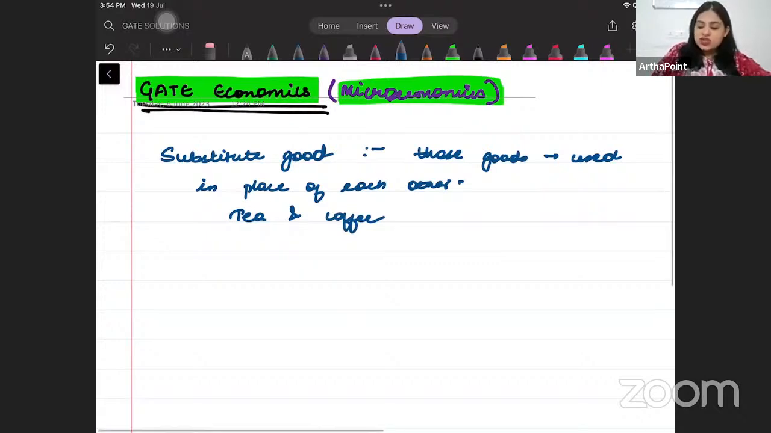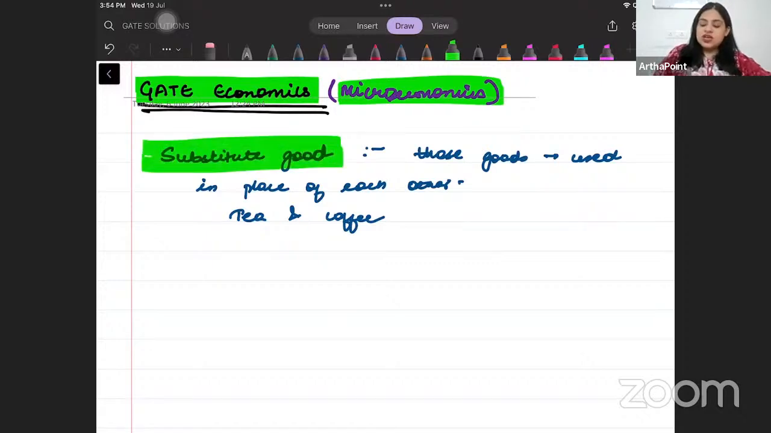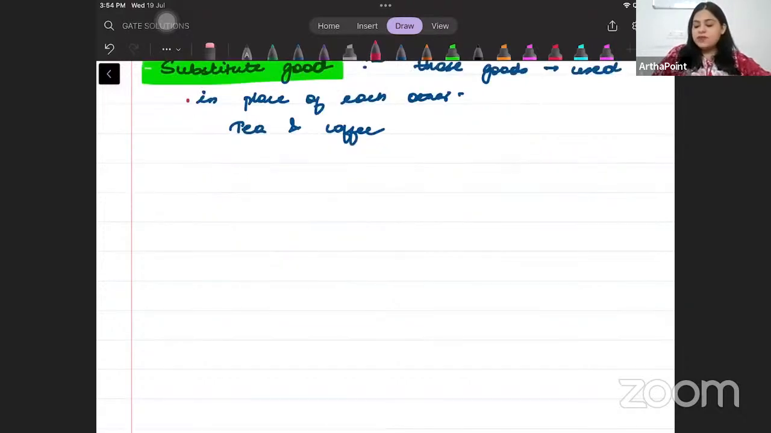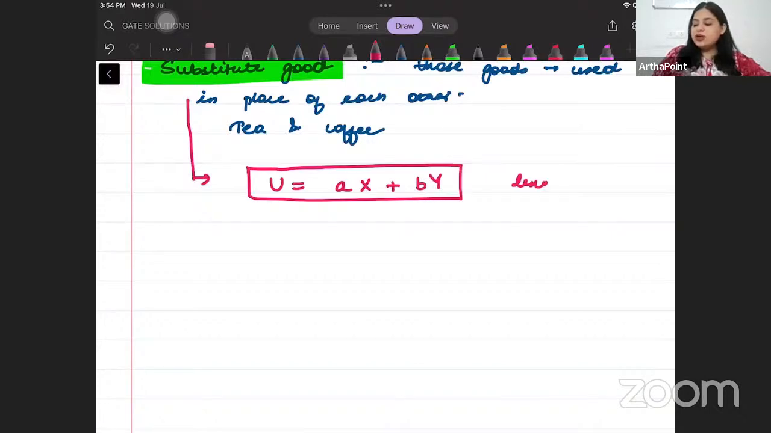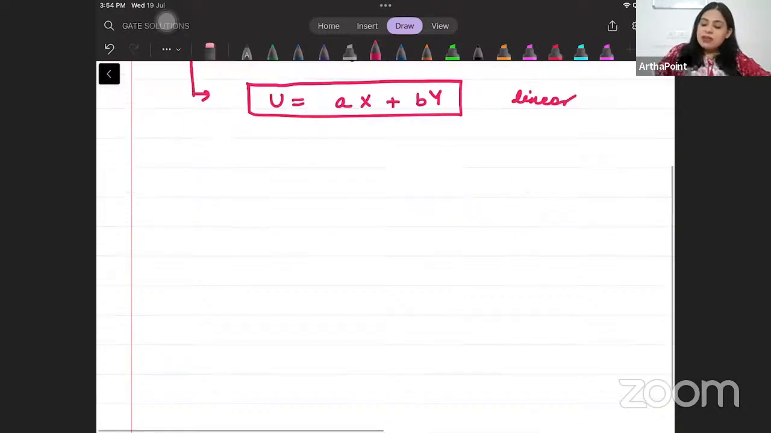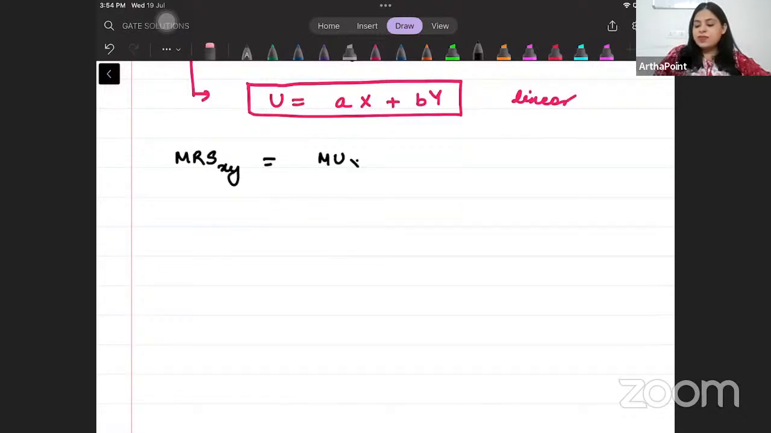Such goods, ये जो substitute goods होते हैं, इन goods का जो utility function होता है, such goods have utility function U is equal to AX plus BY. They have linear utility function. ठीक है बेटा? For such goods, the MRS, it is given by कैसे होता है MRS? MUX by MUY. ठीक है?